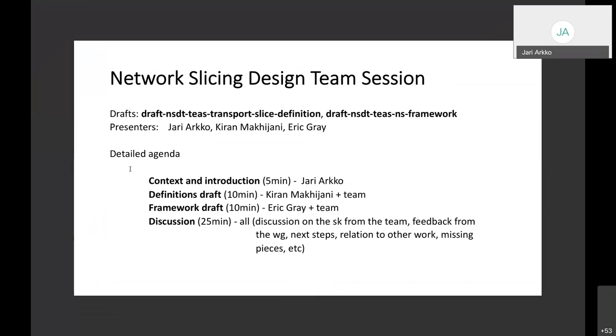I think what we're going to do actually is that after both of the drafts, we'll stop for discussion on that topic. And then at the end, we'll have some further discussion. We could have a discussion on whether to adopt the drafts, for instance, for the working group. That's the ask from the design team, that we'd like the working group to adopt the drafts. We can talk about next steps, relation to other work, whether there's missing pieces, what the working group might actually want the design team to do in the future, and so on.